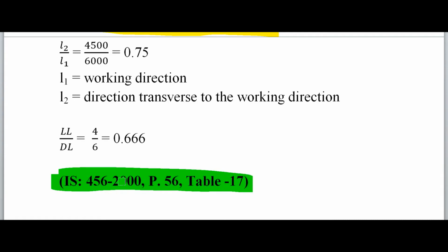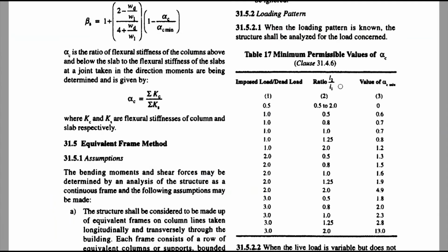Let's check what we require at that time. Here is Table 17, minimum percentage value of alpha C. We need the imposed load and dead load ratio, the ratio L2 by L1, and the value of alpha C minimum. First we calculate the alpha C value by calculation. In this step we have to find the alpha C value by code, which is the minimum required.